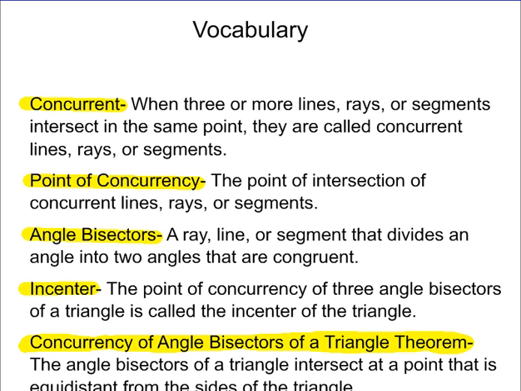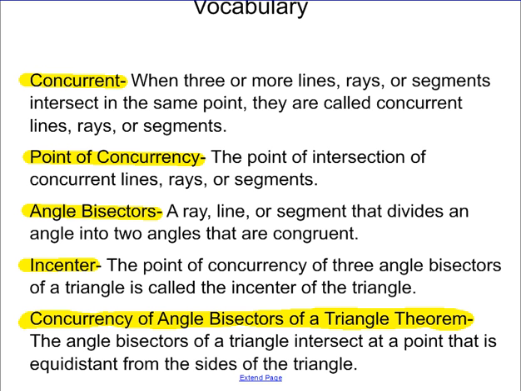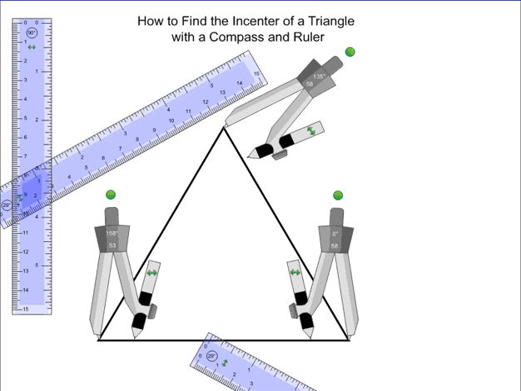Incenter. The point of concurrency of the three angle bisectors of a triangle is called the incenter of the triangle. Concurrency of angle bisectors of a triangle theorem. The angle bisectors of a triangle intersect at a point that is equidistant from the sides of the triangle. Now I'll show you how to find the incenter of a triangle with a compass and ruler.